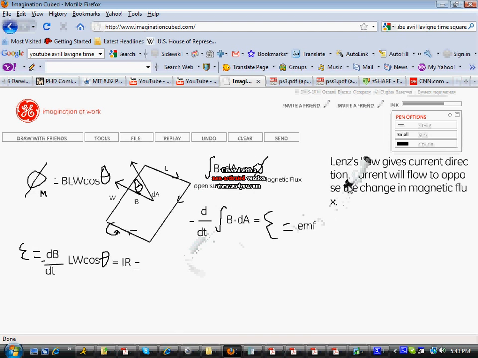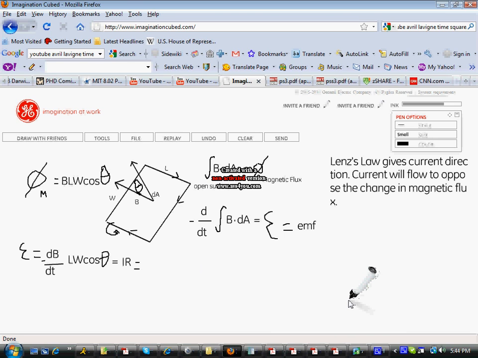So that's Lenz's law. That's just a simple example of how you can change the magnetic flux to produce an EMF. Like I said, you can change L, W, or cosine theta, and you'll still get an EMF. I just picked dB/dt because I didn't have to draw anything more. So that's one example, one application, so to speak, of Faraday's law of induction.